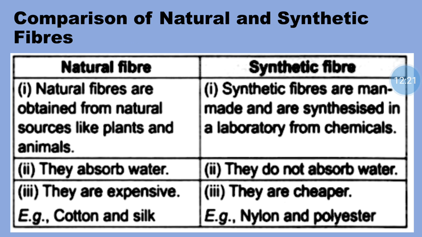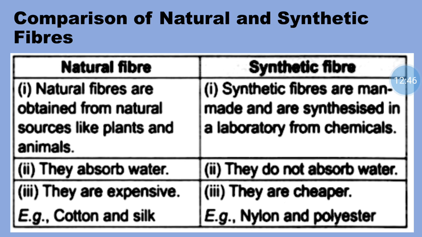So now we shall look at the comparison of the natural and the synthetic fibers. So the first one is the natural fibers. Natural fibers are obtained from natural sources like plants and animals, whereas the synthetic fibers are man-made and are synthesized in the laboratory from chemicals.